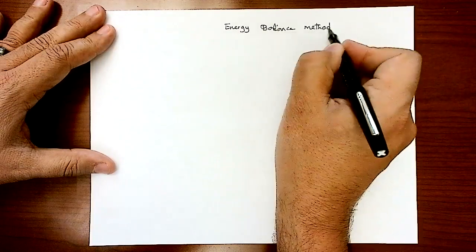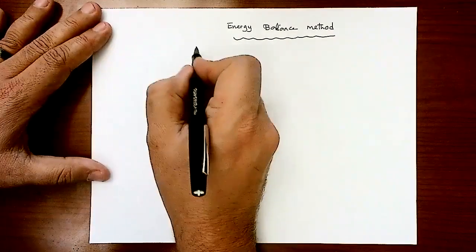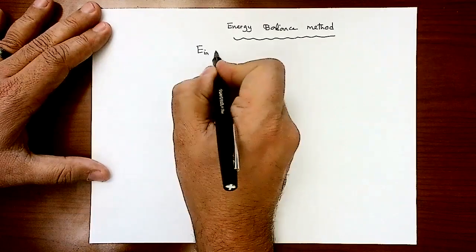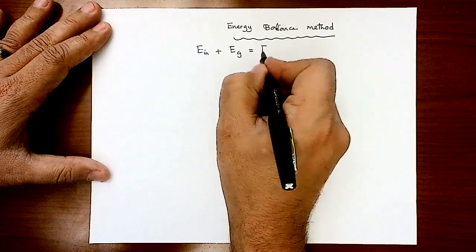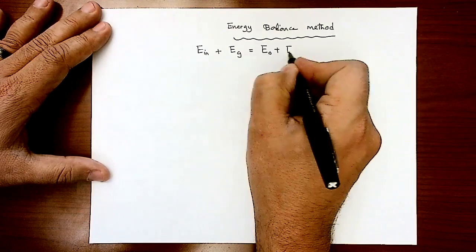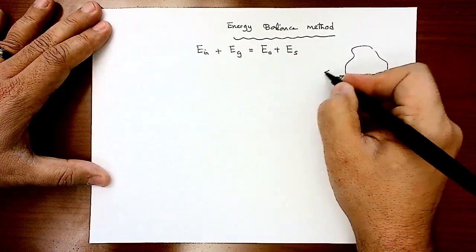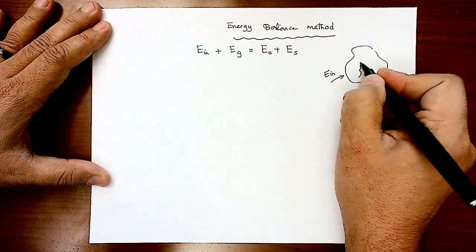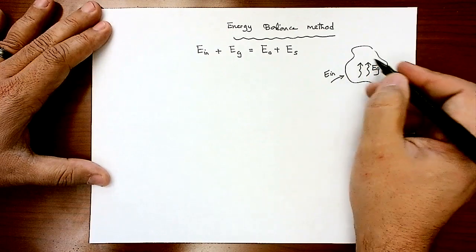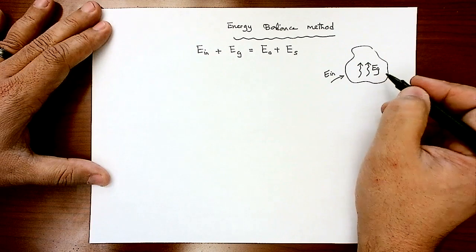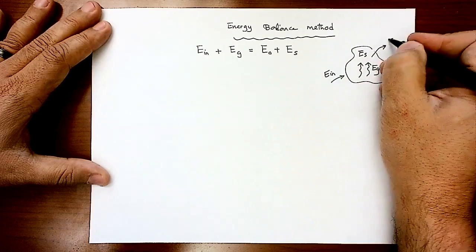So the energy balance method, if you go back and refresh your memory with the fundamentals of heat transfer course, you'll find that the total energy coming into a system plus the total energy generated within that system should equal the total energy out plus the total energy stored. So if you have a system, this system is receiving energy, we call that energy in, and internally generating energy, energy generated. Then it may store something, so there is energy stored, and it will reject some of that energy out.